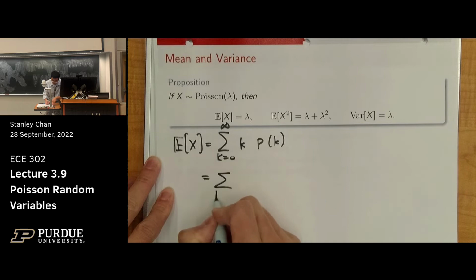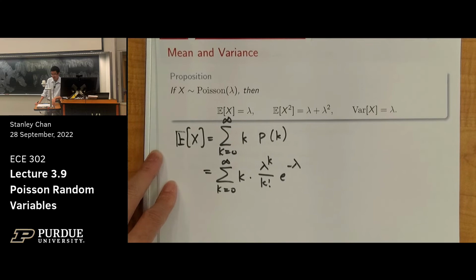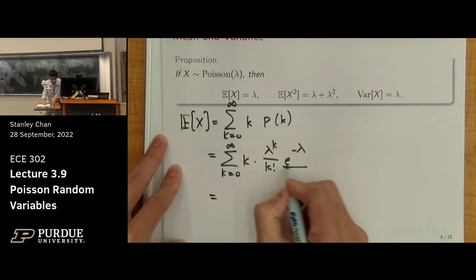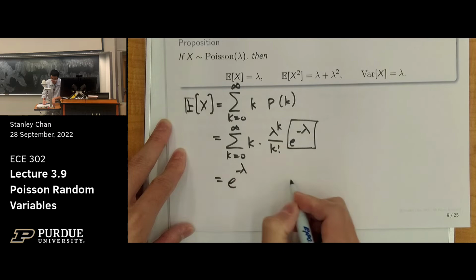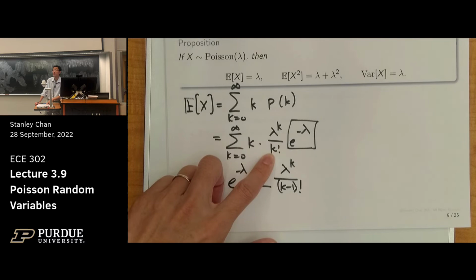And the derivation goes as follows. This is lambda to the power k divided by k factorial, times e to the minus lambda. Correct? So this is the PMF. Now I can move out this term because it has nothing to do with my running index k. So you have e to the power minus lambda, and then you have this summation, with lambda to the power k divided by k minus 1 factorial. This k and the k factorial, one term got canceled, so you are left with k minus 1 factorial.